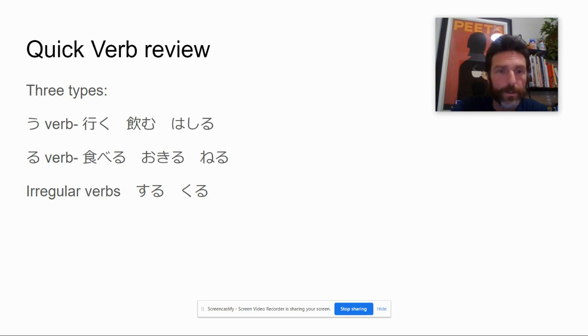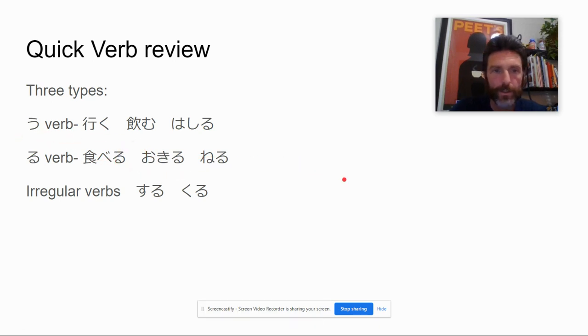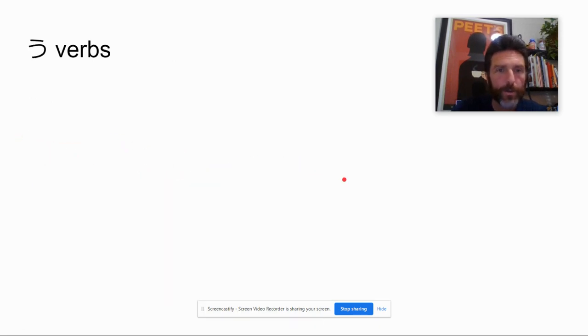And so we always check, and we need to know which verbs fit into which category so that we know how to conjugate them properly. So today we're going to walk through each one of those. As we go, just pay attention to how each group changes. So we'll start with our u verb friends. Iku is one of our examples of an u verb.